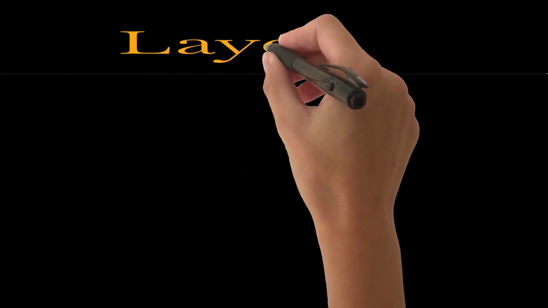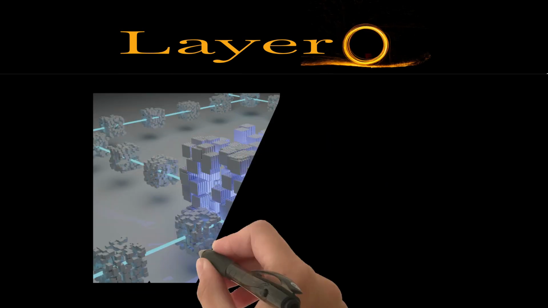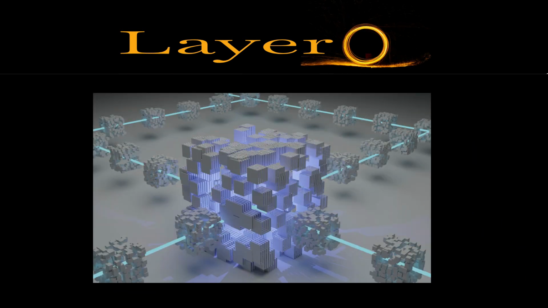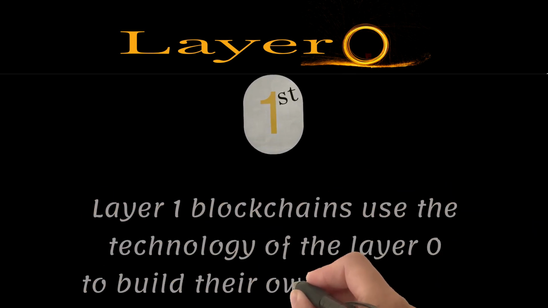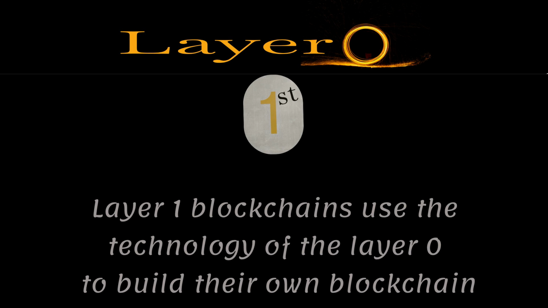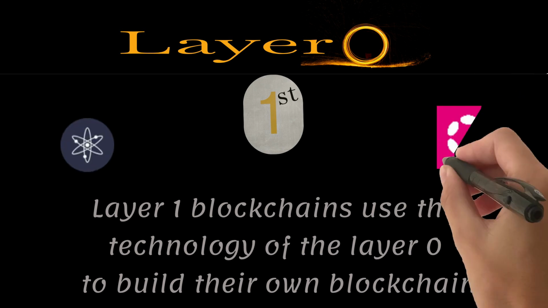Layer 0 blockchains can be referred to as a network framework that operates beneath the blockchain. It is the very first layer among all blockchain protocols. The 2 most prominent Layer 0 blockchain protocols are Cosmos and Polkadot.